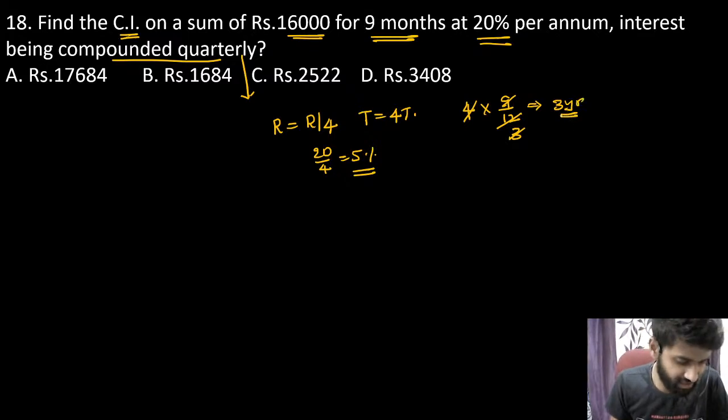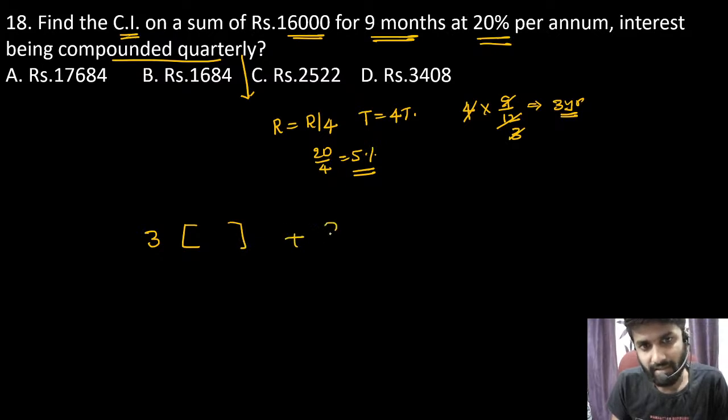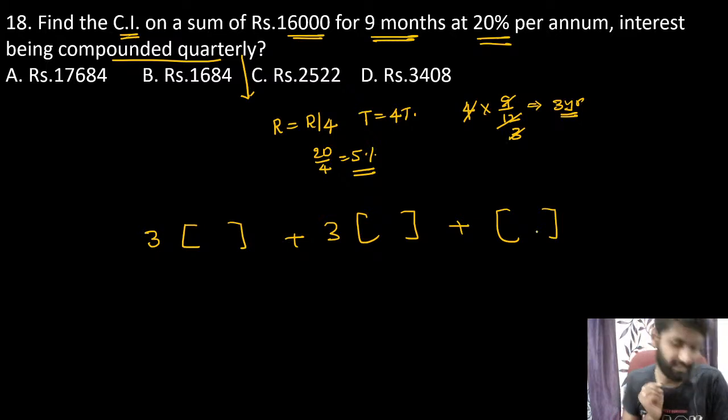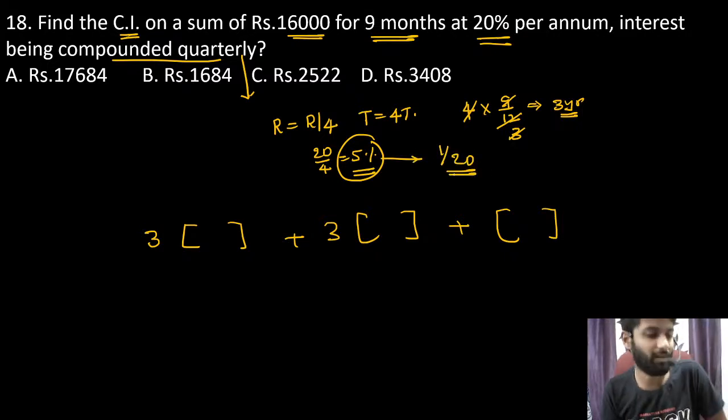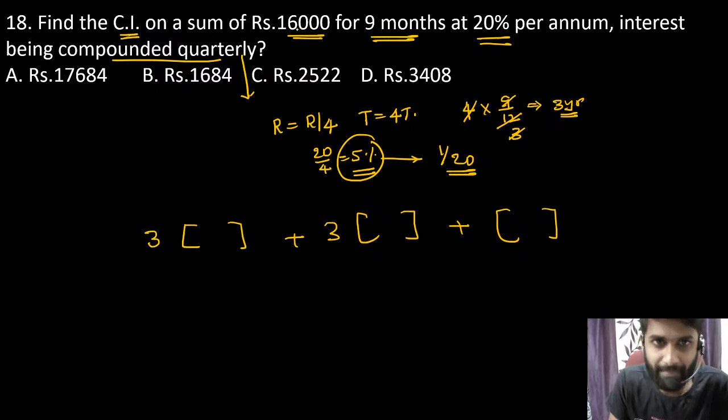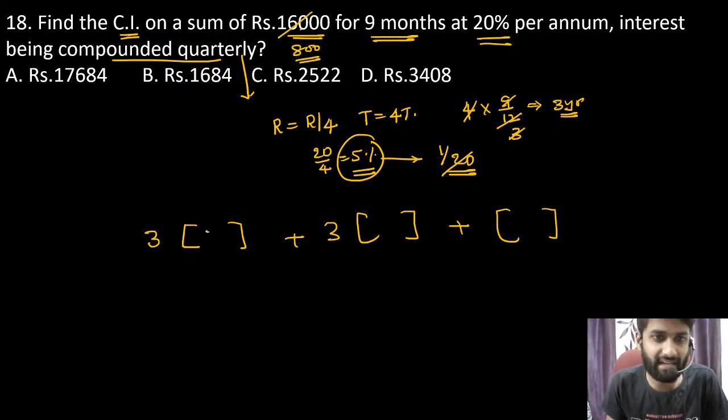Now what is your calculation? If it is 3 years, the ratio becomes 3 is to 3 is to 1. So that is the boxes. Now see, we majorly concentrate on 5%. 5% value is how much? 1 by 20. Now see, 16,000 divided by 20 becomes exactly equal to 800.